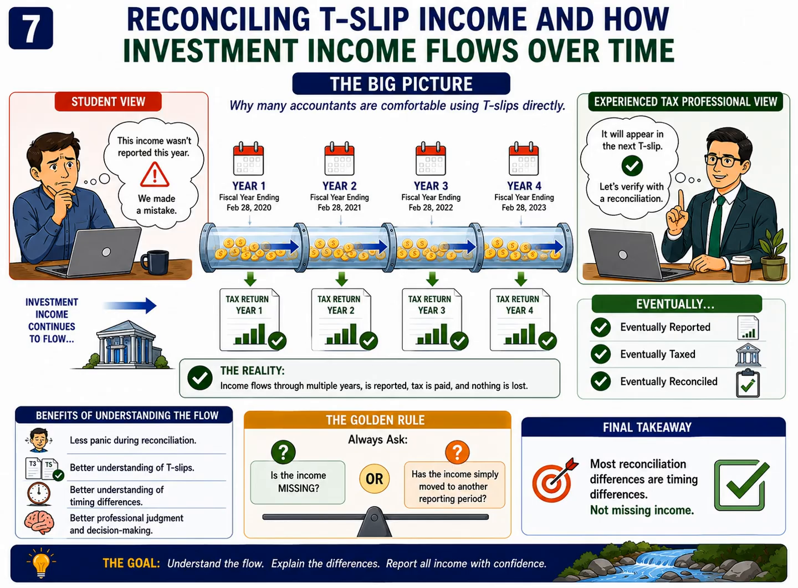As shown in the timeline on this slide, investment income continues to flow year after year. The corporation earns income continuously. T-slips are issued continuously. Tax returns are filed continuously. And as the years pass, that income keeps moving through the reporting system. A particular amount may not appear in one taxation year, but it may appear in the next T3 slip, or it may have already been reported in a previous year. The key point is that investment income usually does not vanish. It flows, it moves, and it eventually reaches the tax reporting system.